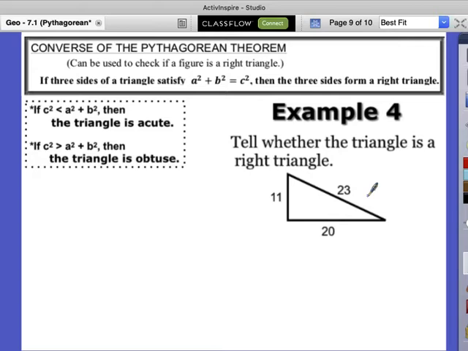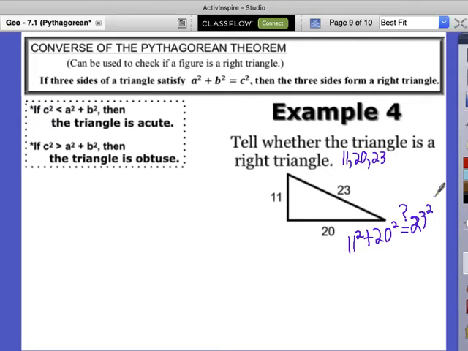Why would I have to put it in the C spot? It's the hypotenuse. It's the longest side. Even if you were just given the side lengths written as 11, 20, and 23, 23 is the longest, so it would have to be our hypotenuse here. So as we set it up, we say 11 squared plus 20 squared equals 23 squared.